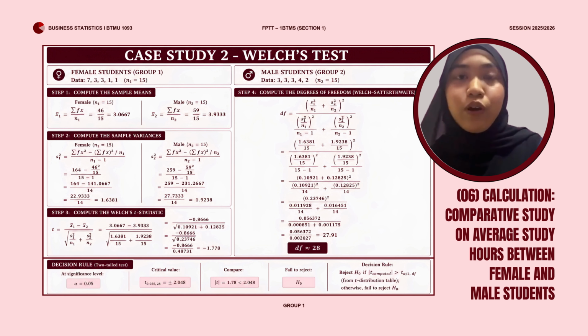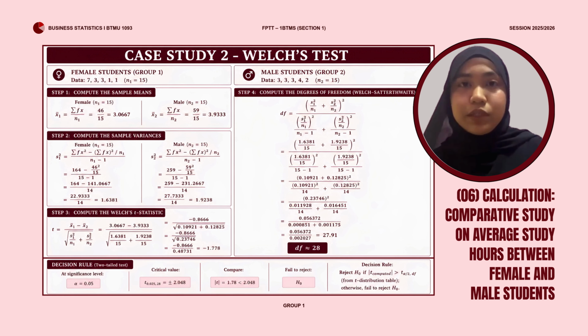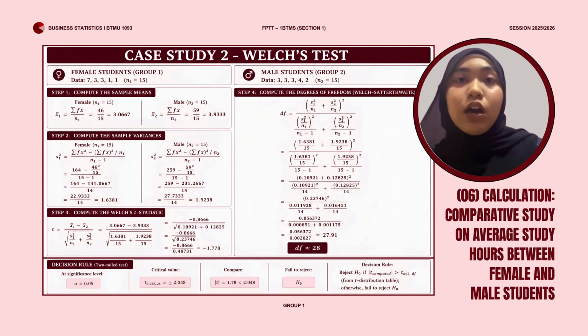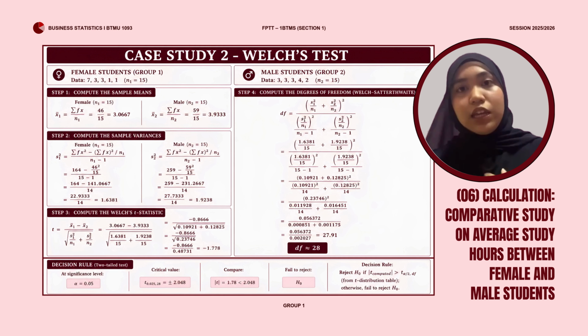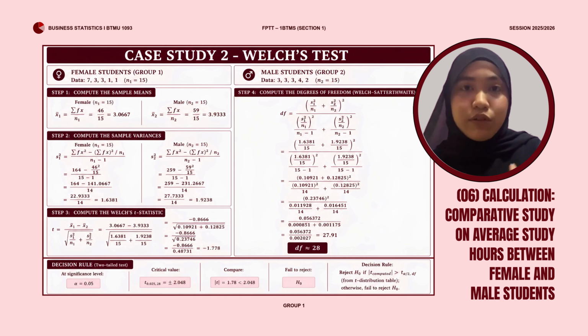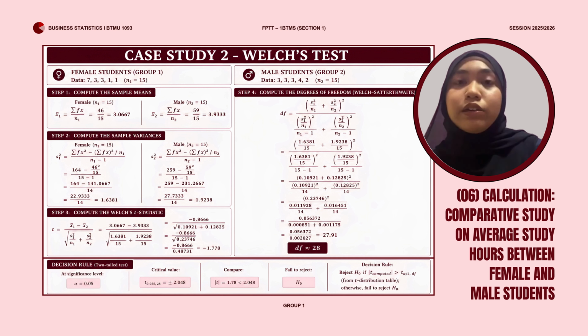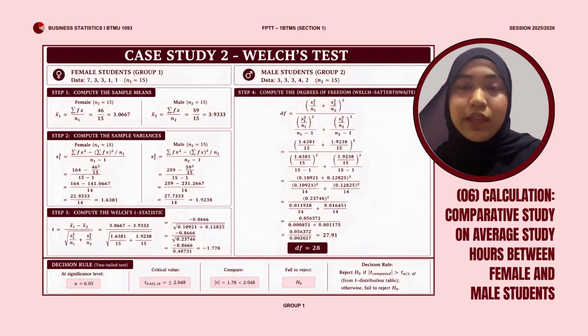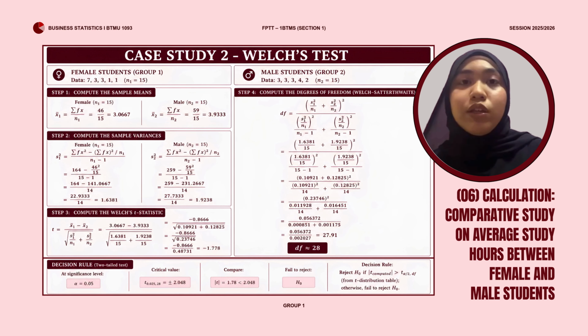Then, in step 4, we calculate the degrees of freedom using the Welch-Satterthwaite equation. After calculation, the degrees of freedom is approximately 28. Finally, we make the decision. The significance level used is alpha equals 0.05 for a two-tailed test. The critical value from the t-table is plus or minus 2.048. Since the absolute t-value, which is 1.78, is smaller than 2.048, we fail to reject the null hypothesis.